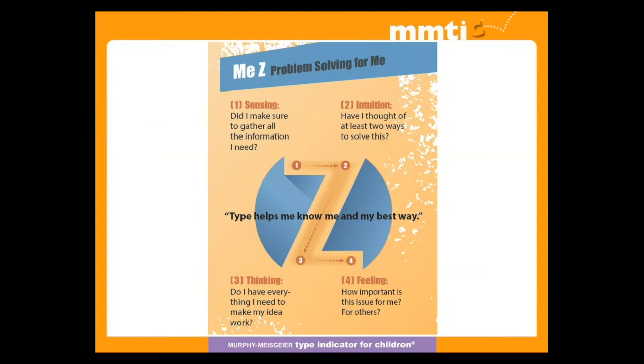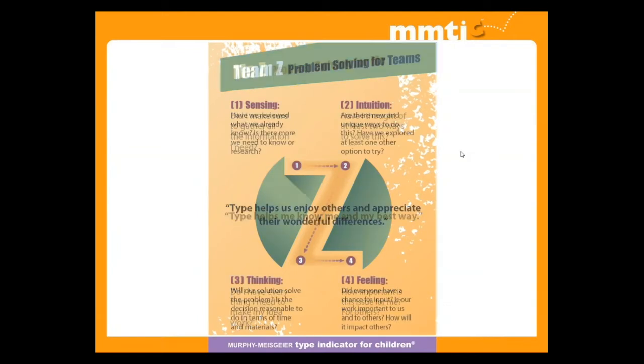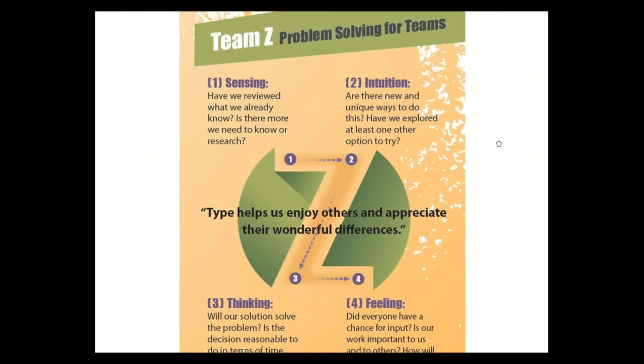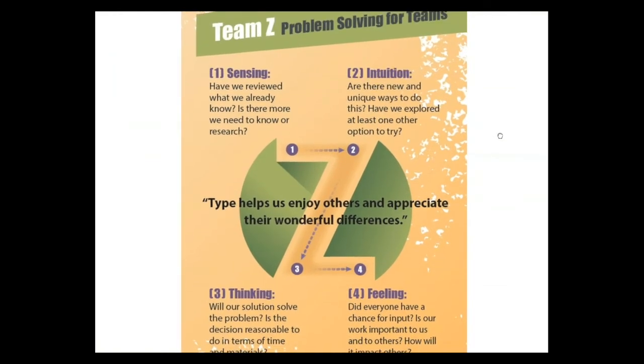But we realized if they're working on a team and it's a team problem, then they're going to need to have the questions slightly different. So on the other side of the card, when you flip it over, we see questions that you would ask if you were doing team problem solving. The nice part about the team card is it also allows us to assign areas.